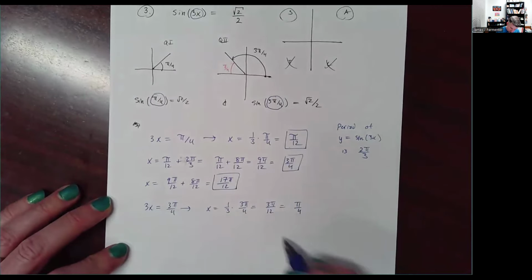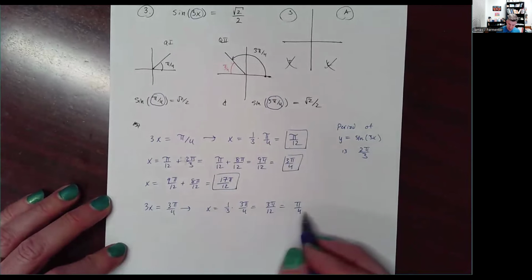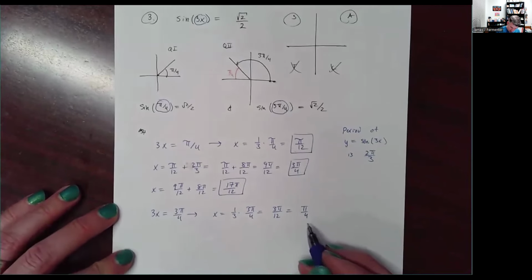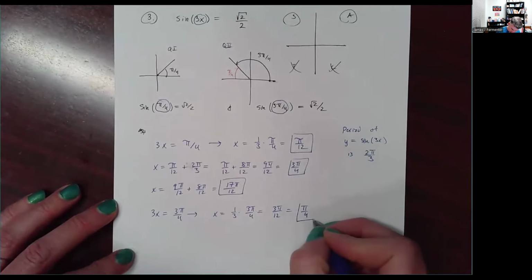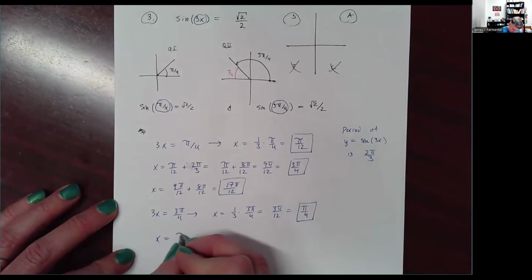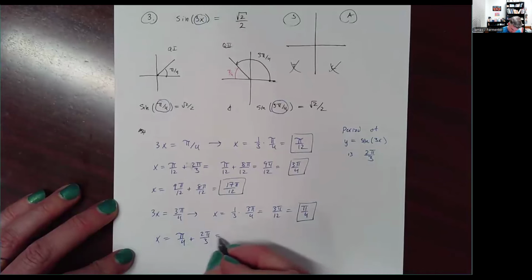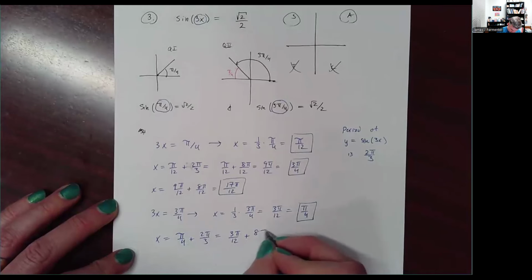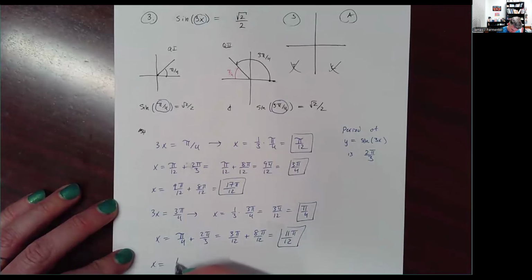Same thing down here. I'm going to take my answer of x being pi over 4, and that's one answer. But then also I'm going to get pi over 4 plus 2 pi over 3, which with common denominator is 3 pi over 12 plus 8 pi over 12, which is 11 pi over 12. And then take that answer and add on a period again: 11 pi over 12 plus another 8 pi over 12, which is 19 pi over 12.